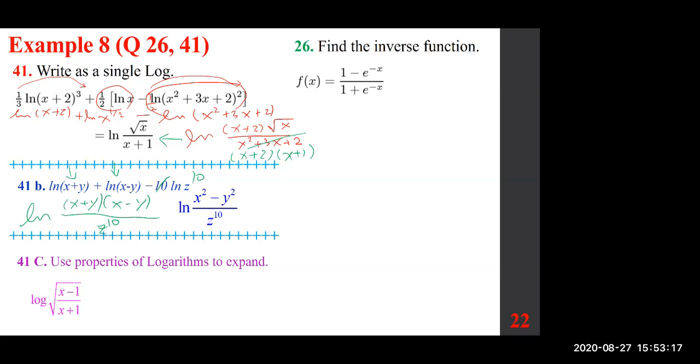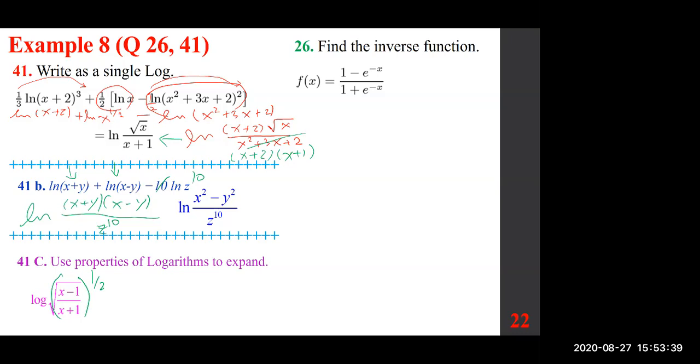41C, I want to spend a minute on that. Hopefully everybody's following that. First and foremost, I'm going to get rid of this square root and change it to a power of 1/2. I hope everybody can see what's happening. So 1/2 comes in front and becomes 1/2 log of (x minus 1) over (x plus 1).